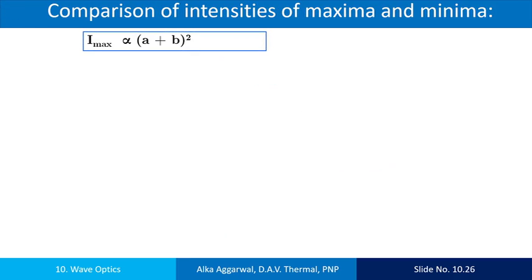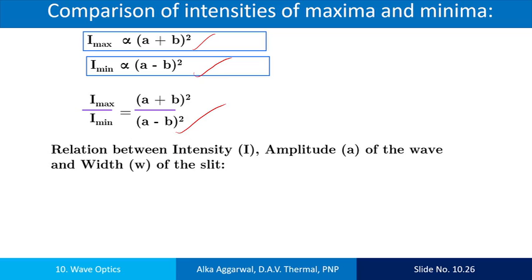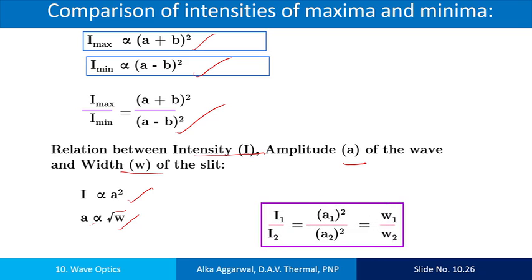Now comparison of the intensity: for the maxima it is a plus b square, for minima a minus b square. Ratio is this one. Relationship between the intensity, amplitude of the wave and the width of the slit: intensity is directly proportional to square of the amplitude, and amplitude is directly proportional to square root of the width. It means the intensity is directly proportional to the width. In terms of the ratio, we can write in this way.